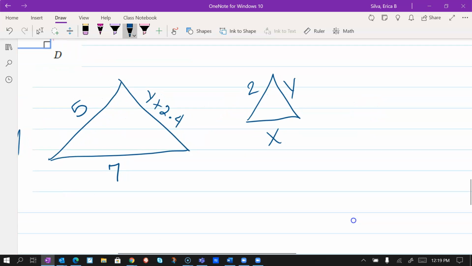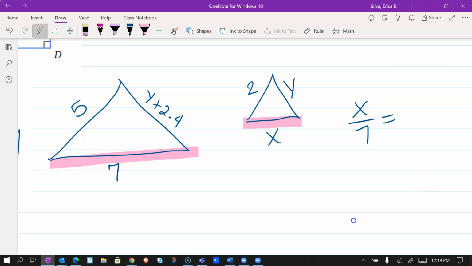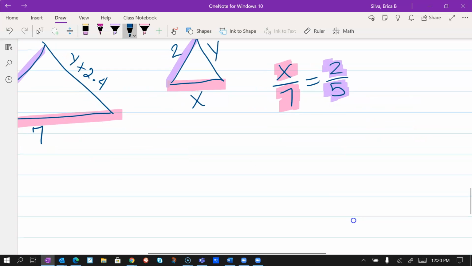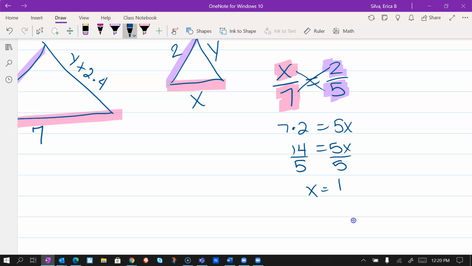All right, so now if we're trying to solve for x, we know that x corresponds to 7. So let's do the second one over the first one. So x over 7 equals, and because we started on this side, we can't put two variables. We need to use the one that doesn't have a variable. So we're going to put 2 over 5 equals x over 7. And then we cross multiply. We've got 7 times 2 equals 5 times x. We get 14 equal to 5x, divided by 5, and x is equal to 14 fifths.